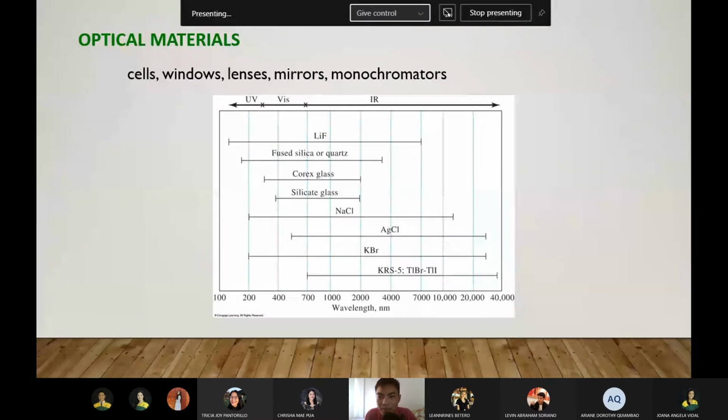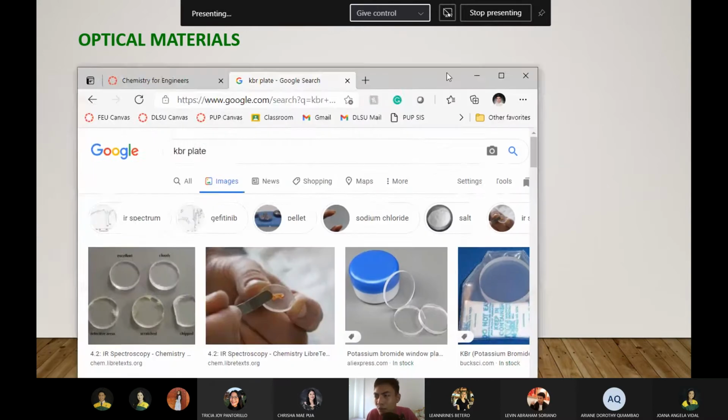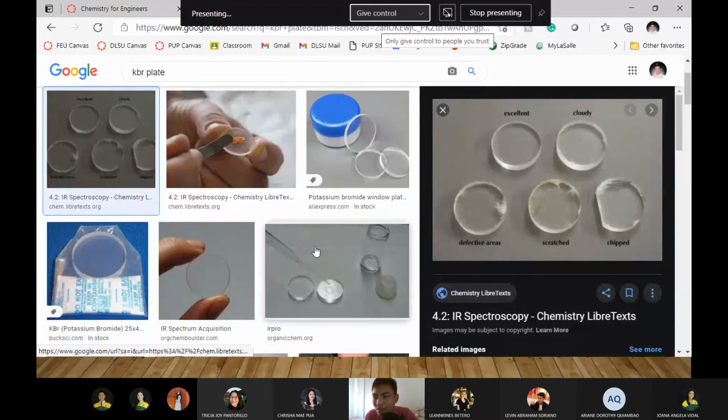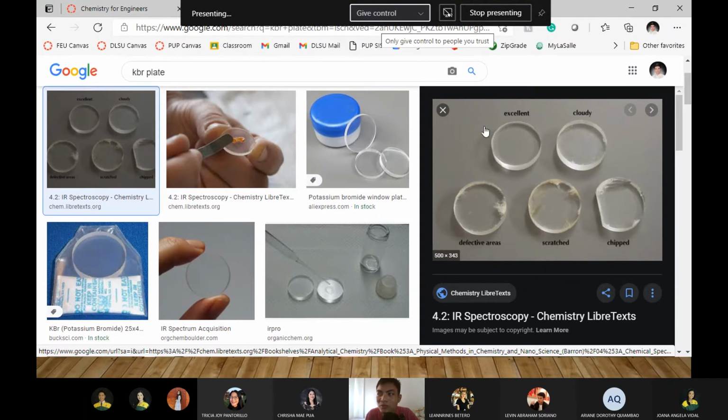For another type of analysis, for example IR, you use salts: NaCl, KBr, AgCl, or KRS, thallium bromide and thallium iodide. The one often used for IR analysis is the KBr plate. This is how it looks. It looks like a contact lens before it is molded, before it becomes curved. You place your sample here, press it between the plates, then analyze it in the IR.